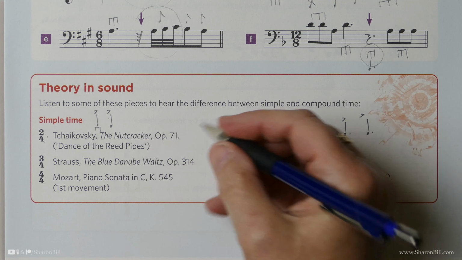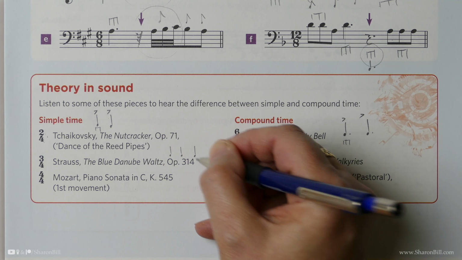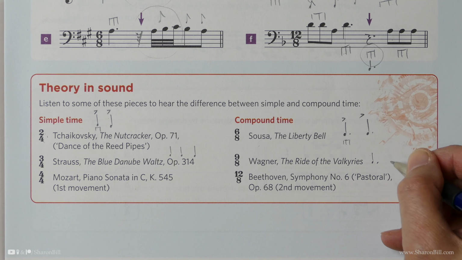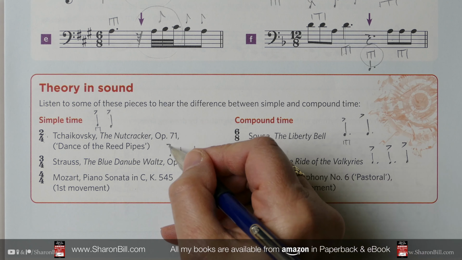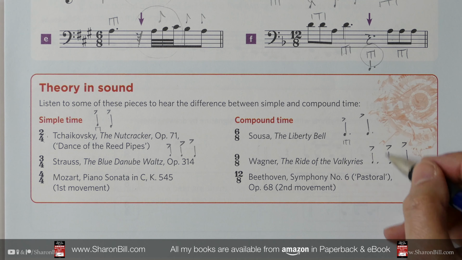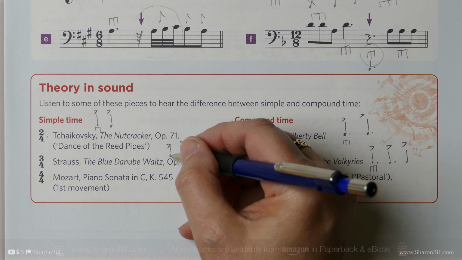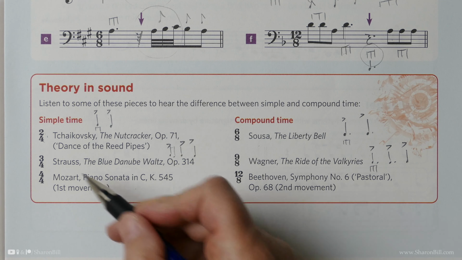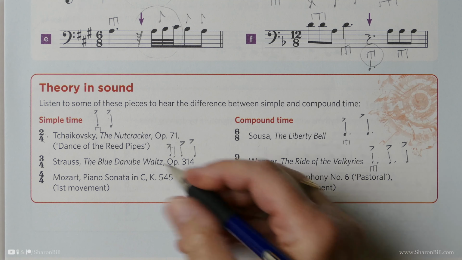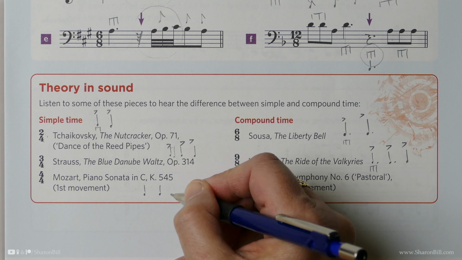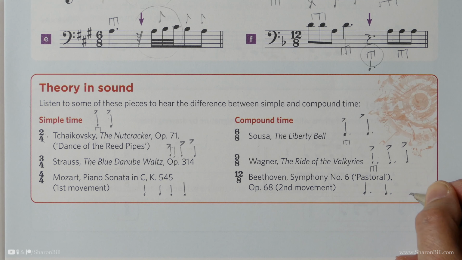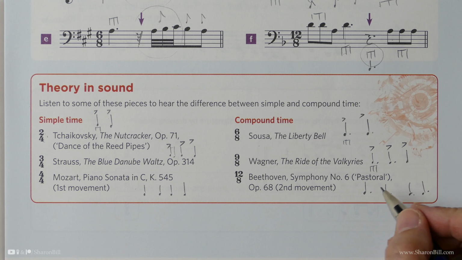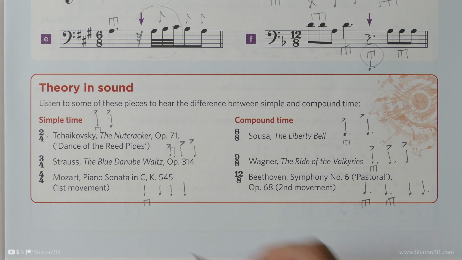And so 3 over 4 is 3 crochet beats, 9/8 is 3 dotted crochets. So they're both triple time, 3 beats per bar, but here this is groups of 3, whereas here this is groups of 2. So the same goes for 4 beats per bar. We've either got 4 crochet beats per bar, which is simple time, or we've got 4 dotted crochet beats per bar, which is compound time, because here we've got groups of 3, here we've got groups of 2.